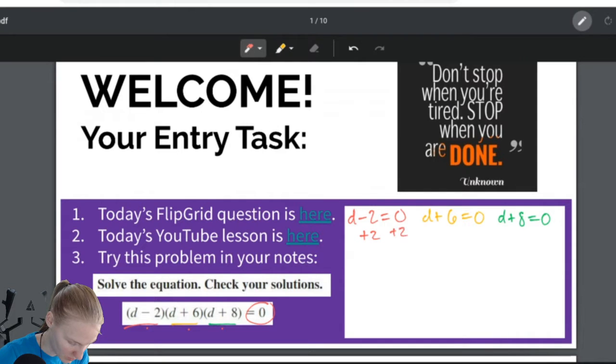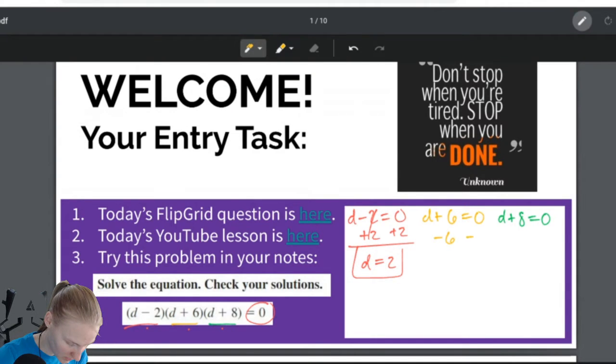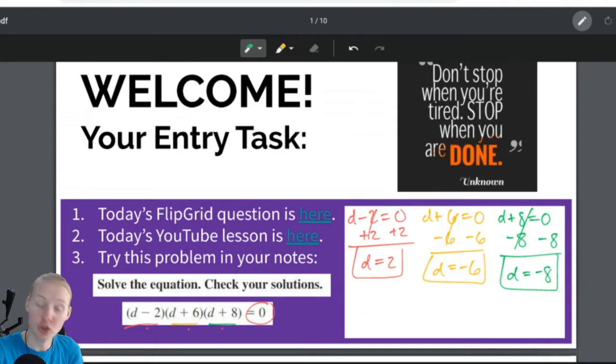If I add 2 to both sides, I get d equals 2. I subtract 6 from both sides, I get d equals negative 6. And if I subtract 8 from both sides, I get d equals negative 8. Could you also just look over here and say what number does d have to be to make that 0? This is positive 8, so d is negative 8? Yes, you can also do that.